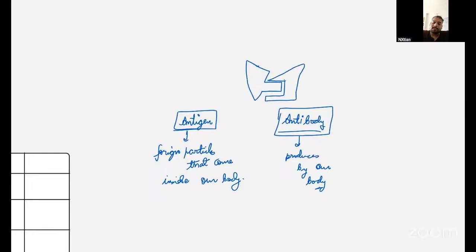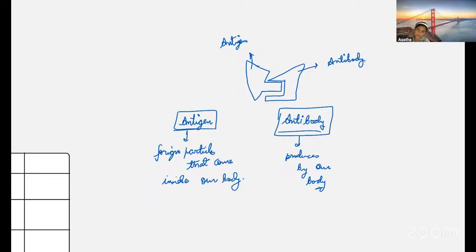Everyone, please pay attention. For example, if this is an antigen, then the perfect antibody should be there so that it can kill the antigen. If it is not the perfect one, it will not interlock with the antigen and will not kill it. Are you getting my point? So different antigens need different antibodies.